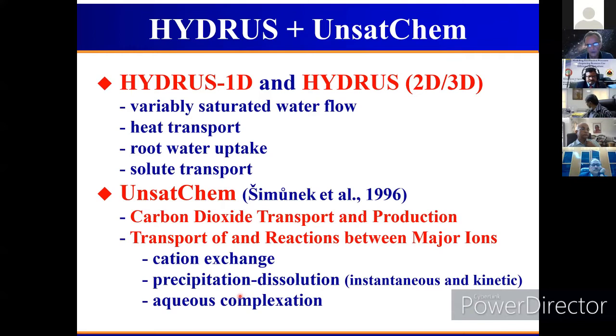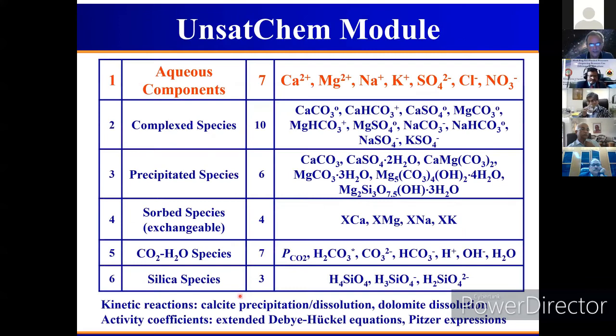But it can also be used, for example, to evaluate release of produced water from mining operations. This is a specialized module, so it can consider only this chemistry. So these are the major ions, and then we can consider reactions between these major ions, complexation, precipitation of minerals such as calcite, gypsum, dolomite, etc., cation exchange between exchangeable cations, and so on. So it's a very specialized module, but it has a lot of important agriculture applications.